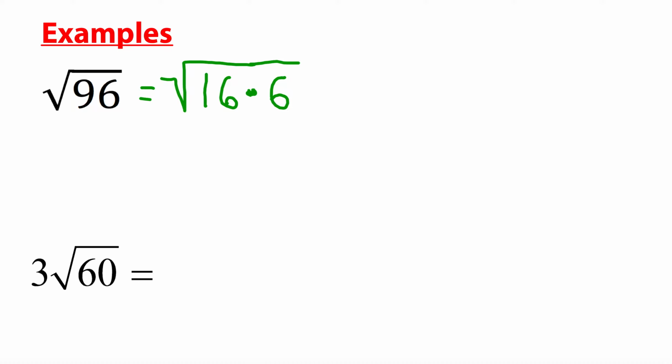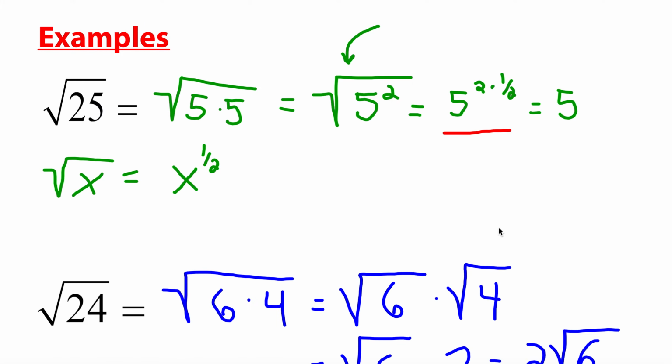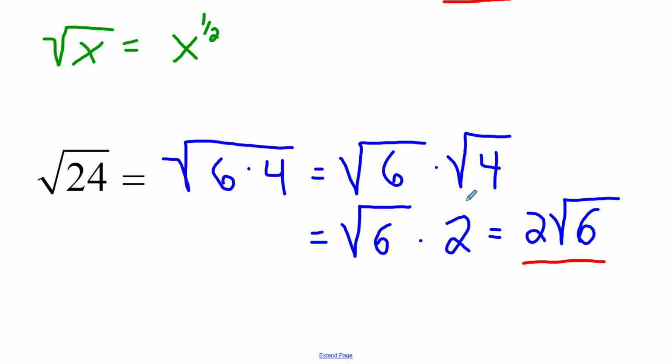Well, I chose 16 and 6 because I knew that 16 is a square. It's a perfect square. And so just like in our last example down here, 4 is a perfect square, and I know the square root of 4 is 2.